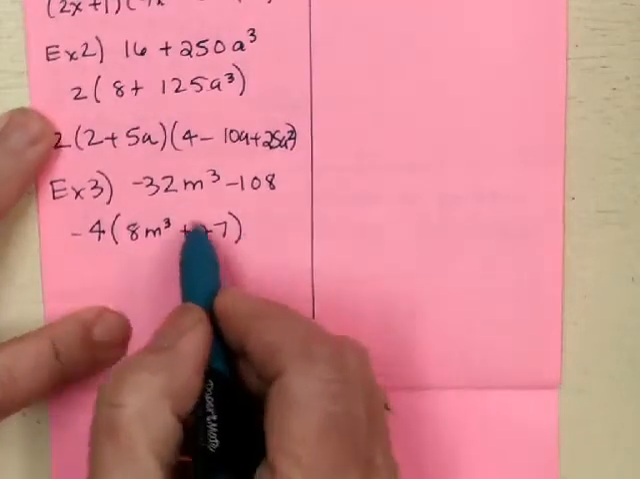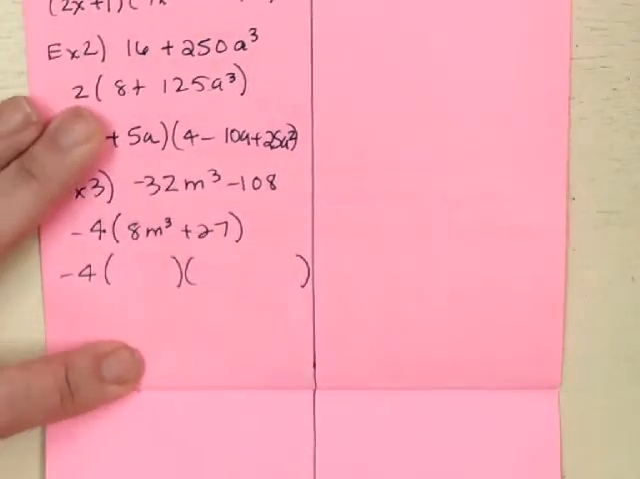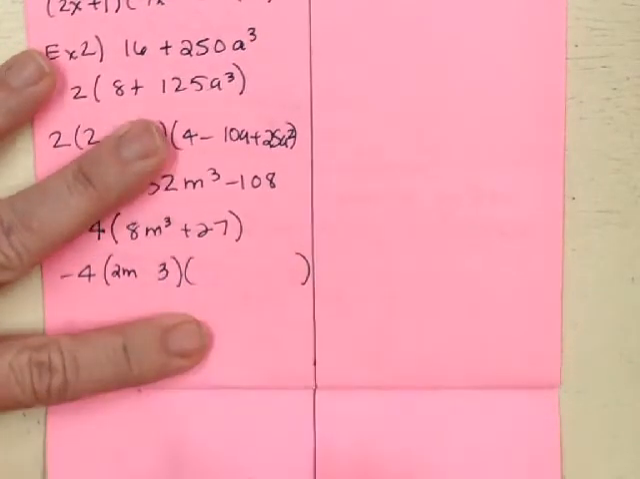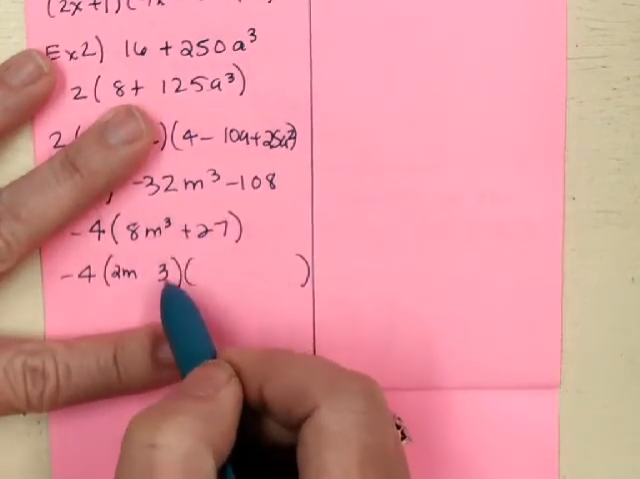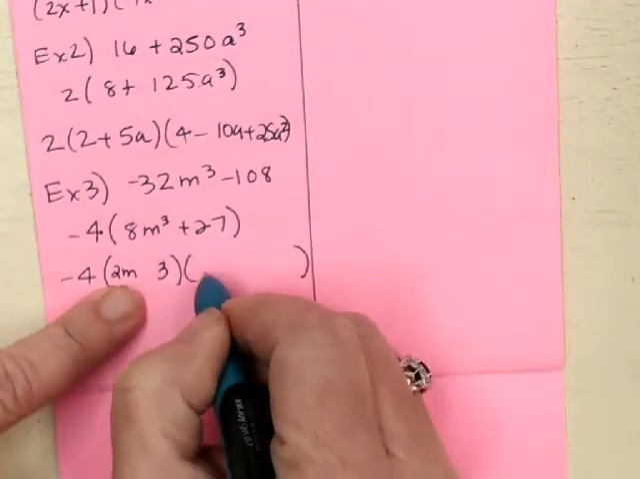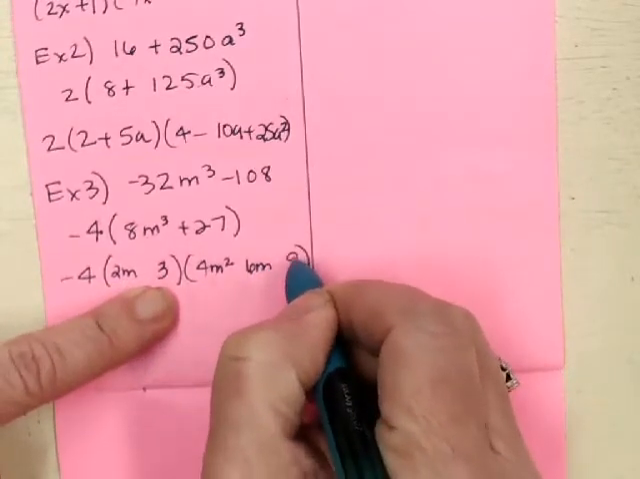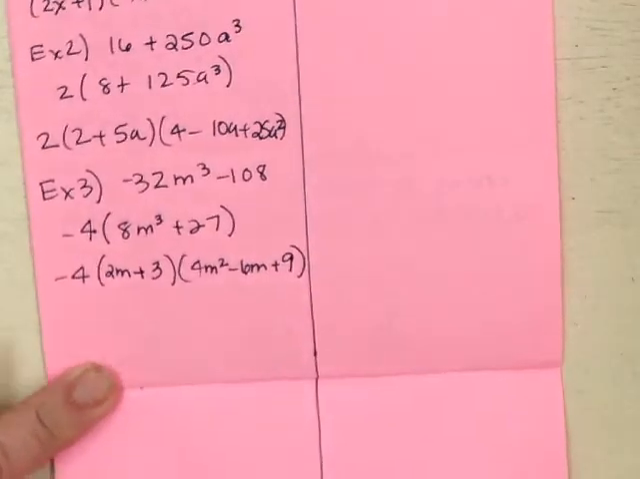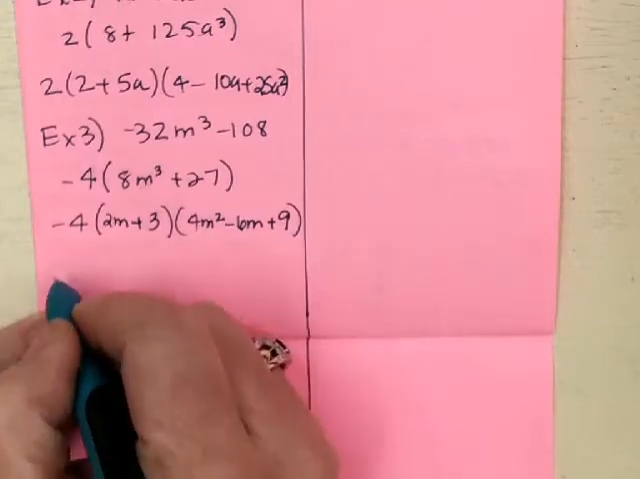Now I have a sum of cubes. A binomial times a trinomial. Take the cube root. I'm sorry, the cube root. I said square, I meant cube. You take the cube root of 8m cubed, the cube root of 27. Here's where the square comes in. You're going to square the 2m. You're going to multiply the 2m and the 3. You're going to square the 3. The signs are plus, minus, plus. I think you got it. I'll show you one more just for the fun of it.